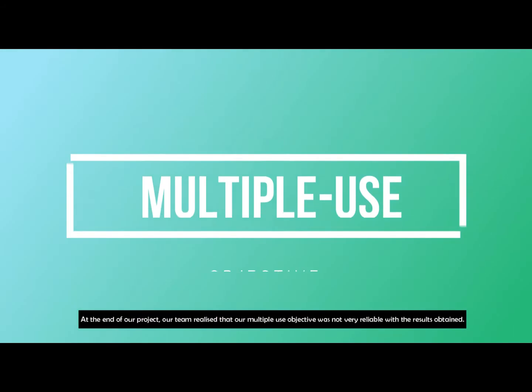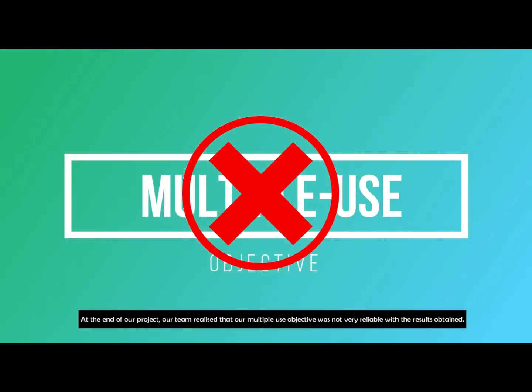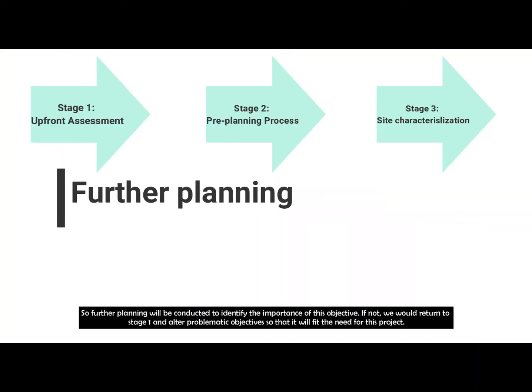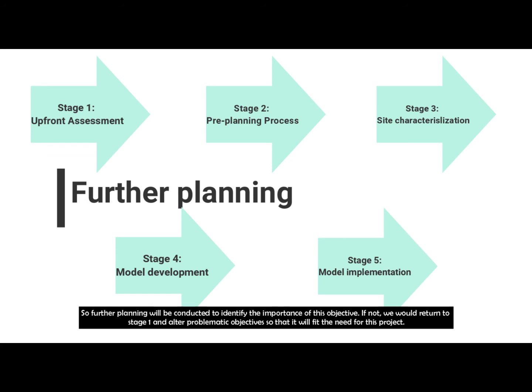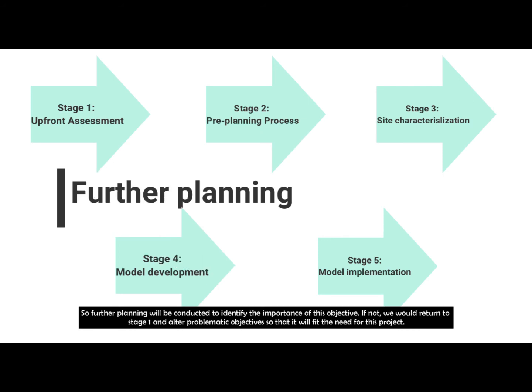At the end of our project, our team realized that our multiple use objective was not very reliable with the results obtained. So further planning will be conducted to identify the importance of this objective. If not, we would return to stage 1 and alter problematic objectives so that it will fit the need of this project.